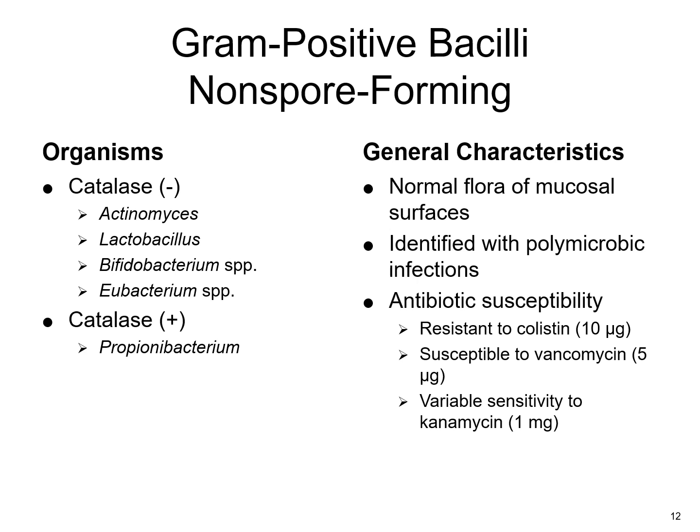Gram-positive bacilli that are non-spore-forming, we can divide those up into catalase negative and catalase positive organisms. These organisms are normal flora of mucosal surfaces, and they're usually identified with polymicrobial infections. So these would be infections where you have multiple organisms. So if you're working up an anaerobic culture, then you could potentially see these organisms as well as the particular pathogen that you're looking for. So it would be multiple organisms in one culture.